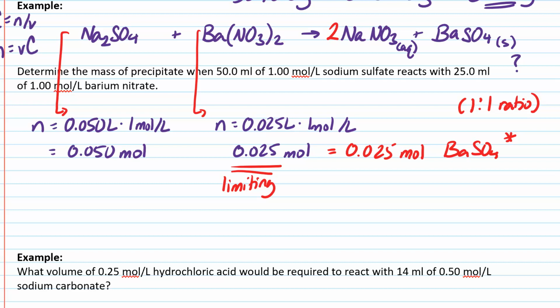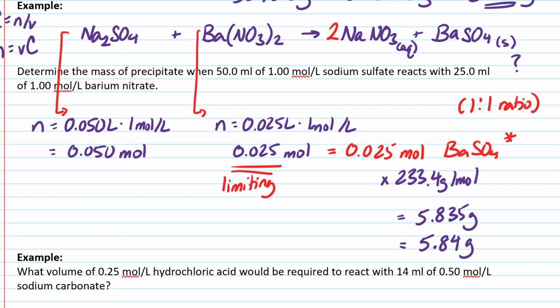And if we want to figure out the mass, since we have the number of moles, we'll just multiply that by the molar mass, which I know you can figure out on your own. It's 233.4 grams per mole. So at the end of the day, you'll get 5.835 grams of barium sulfate, which you would round to 3 significant digits, 5.84 grams as your final answer.